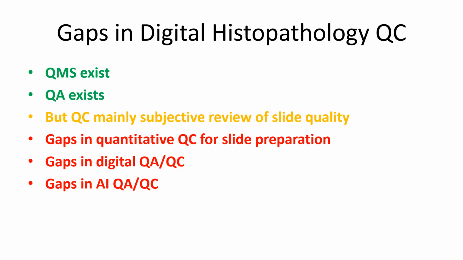So there are quality systems in digital histopathology. We have quality management systems for the laboratories. There is some select QA, but quality control is mainly subjective, particularly around the production of the slides. And then we move on to slide preparation, the digitization, and the AI, and there are definitely gaps in those processes.